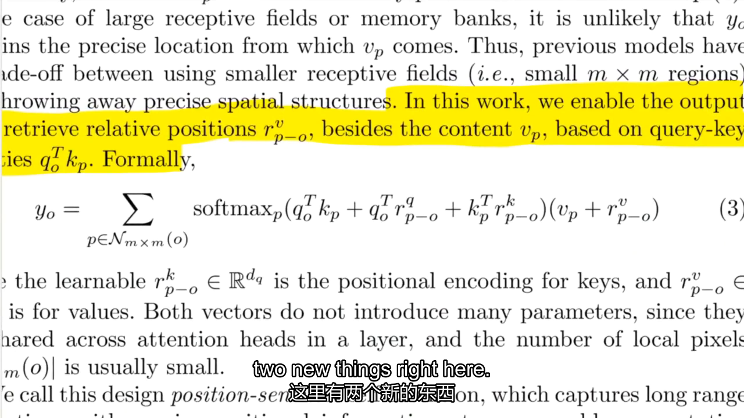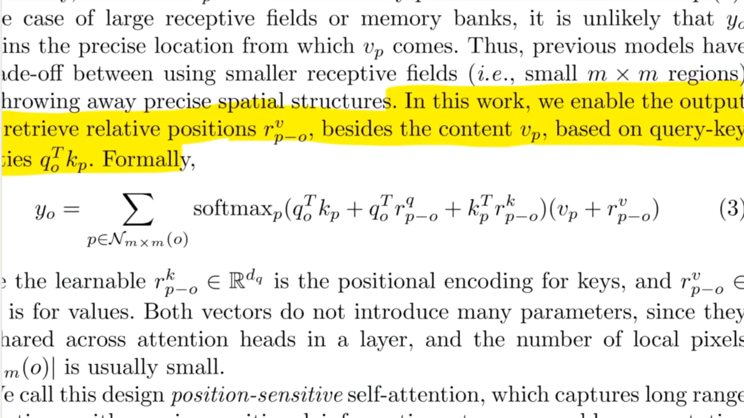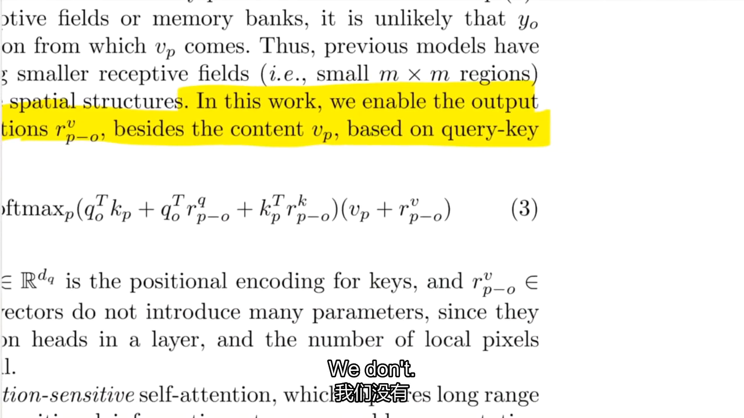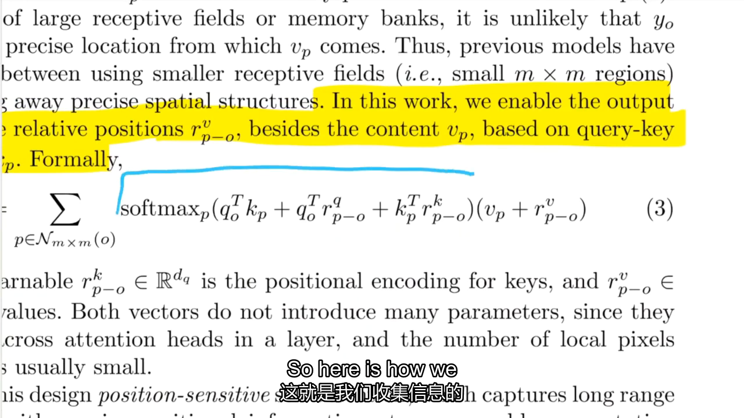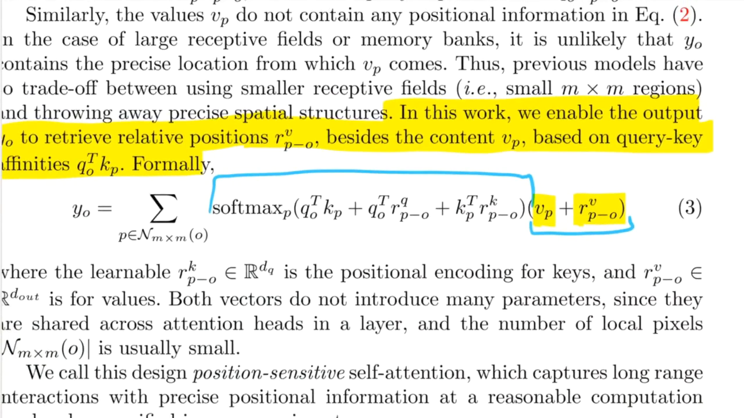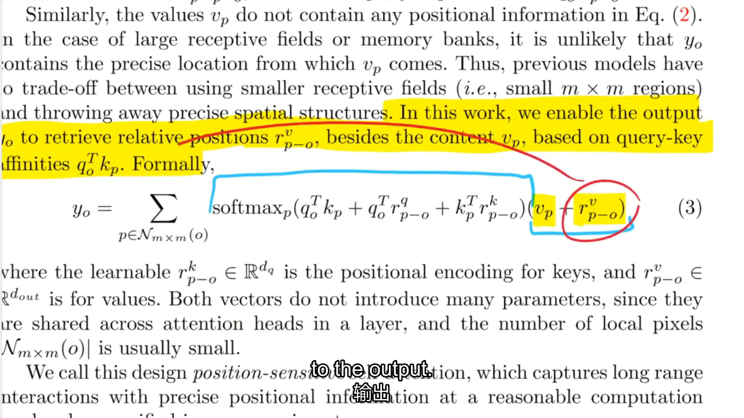So as you can see, there are two new things right here. The biggest important new thing is that here is how we aggregate information, okay? And here is the information that we aggregate over. Now you can see previously this was just this value vector. And now it is extended to the positional embeddings, learned positional embeddings. Okay, so with this you're able to route the positional embeddings to the output.